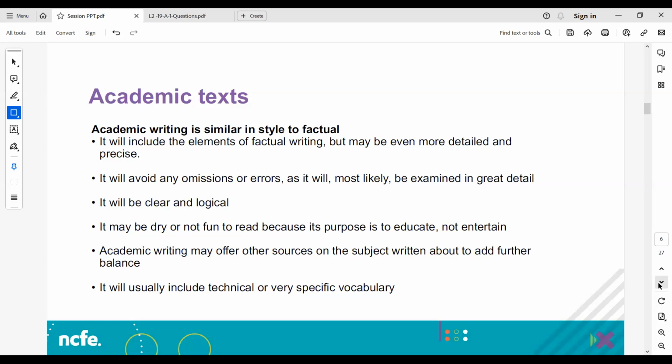So it may offer other sources on the subject written about to add further balance. So it might refer you to additional text that you could go off and read to get further information. And there'll be technical or specific vocabulary for the subject matter.